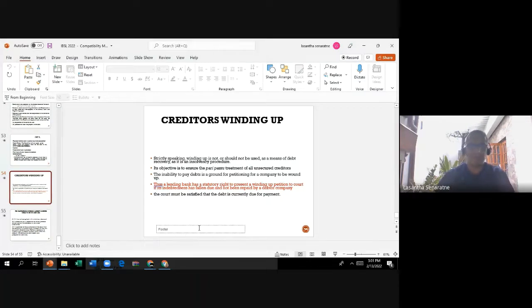So thus the lending bank has a statutory right to present a winding up petition to court if its indebtedness has fallen due and not been repaid by the debtor company. The court must be satisfied that the debt is currently due for payment. So please make sure that the current outstanding amount is due. Otherwise, you can't claim from the courts.